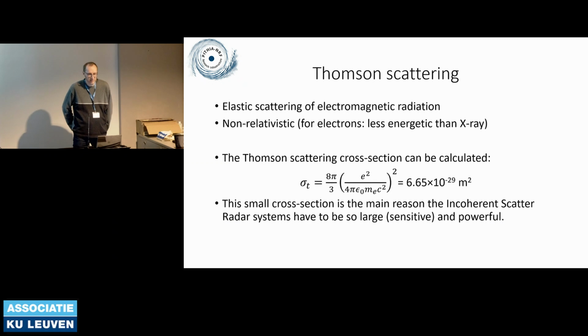It's elastic scattering of electromagnetic radiation from charged particles, and it's non-relativistic, which for electrons means that it's less energetic than an X-ray. And then you can estimate the Thomson scattering cross-section from one single electron, and it's a very small number. So this is a good exercise for you to multiply over the ionosphere. Our field of view is about half a degree. What would the total cross-section be for us if you look at the electrons? And I must say it's shockingly small. It's of the order of a coin.